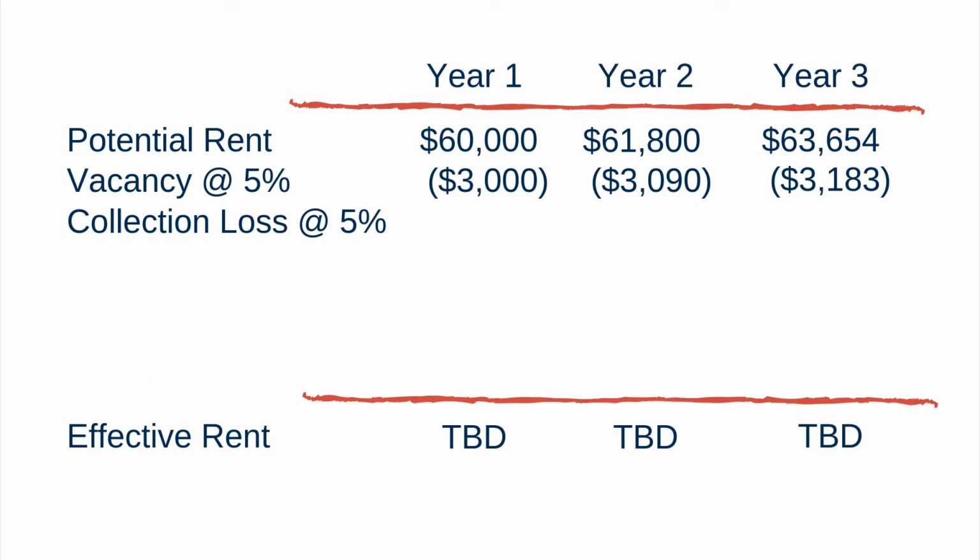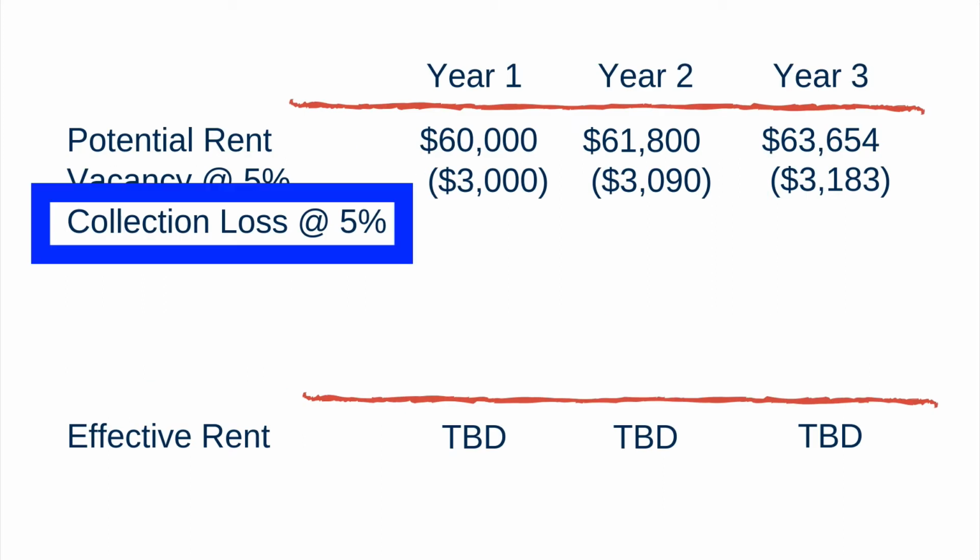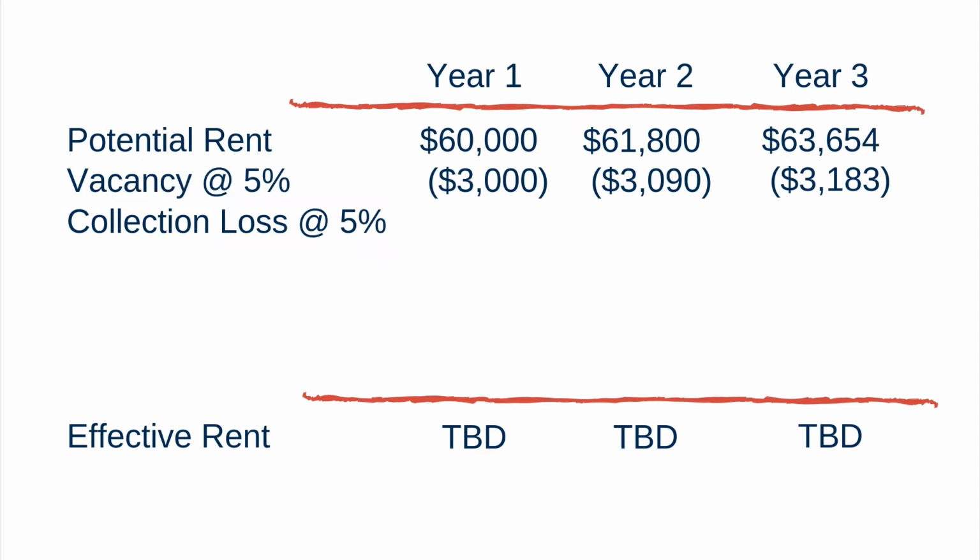Returning to our numeric example, let's incorporate a 5% collection loss. In year one, 5% of the $60,000 in potential rent is $3,000, just like it was for vacancy. You do the same for year two, and you do the same for year three. And this gets us one step closer to our realistic rent number of effective rent.